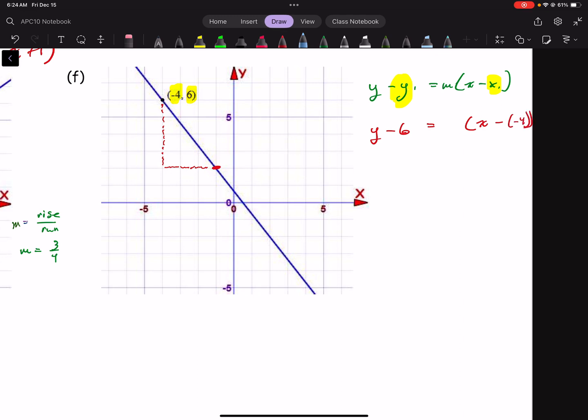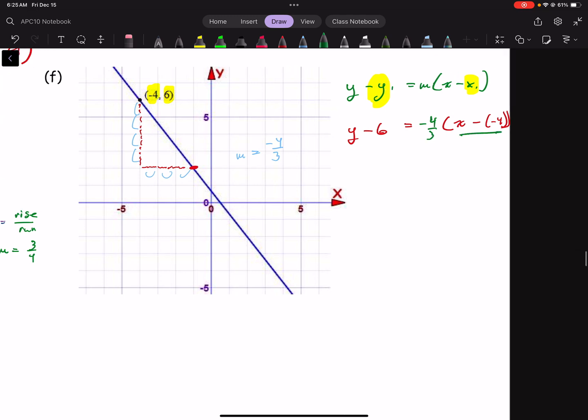And my slope, I'm just going to calculate my slope. My slope is 1, 2, 3, 4. 1, 2, 3. My slope is rise over run, which is negative 4 over 3. Now, if you notice, I don't really like the way that looks. And it is poor form. So I'm going to choose to change that subtraction of a negative 4 to an addition of positive 4.